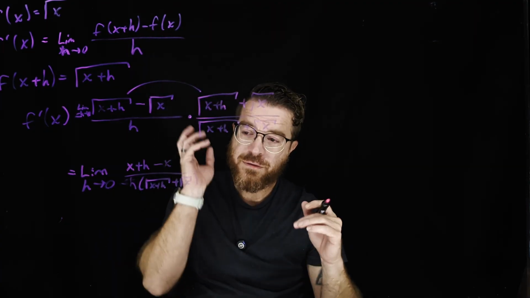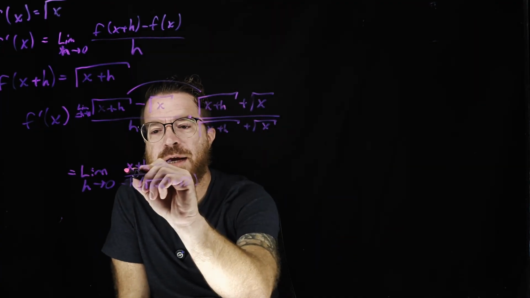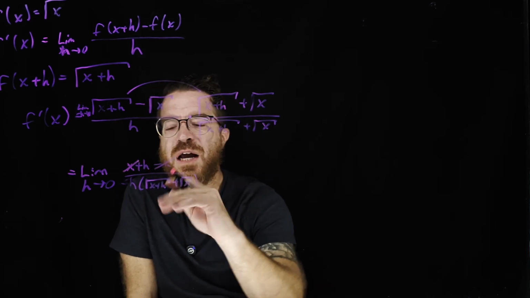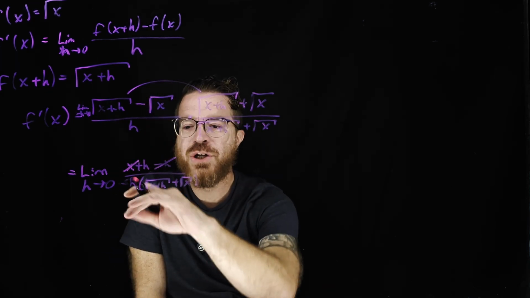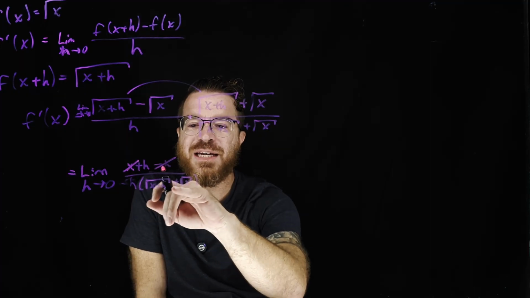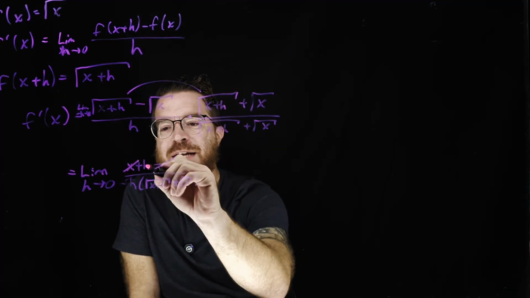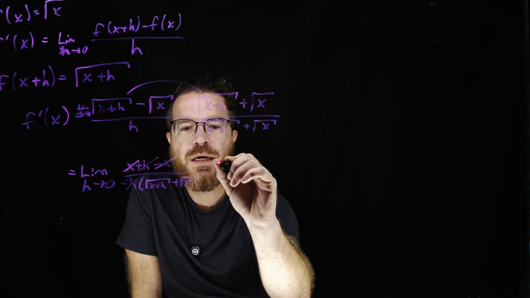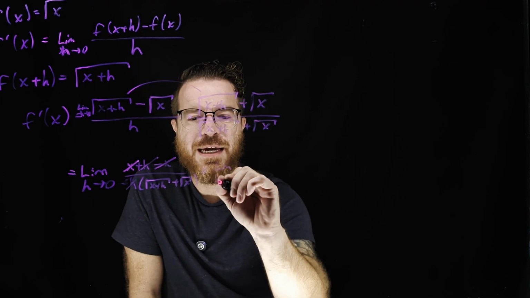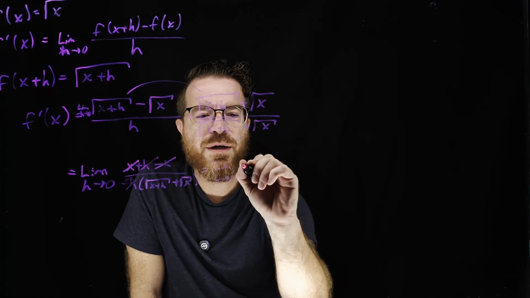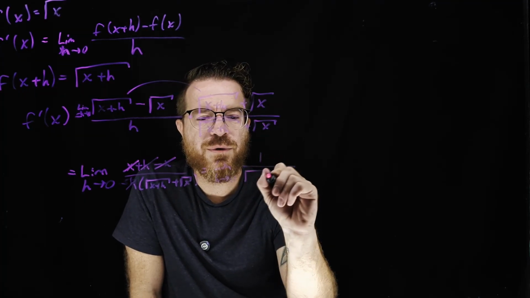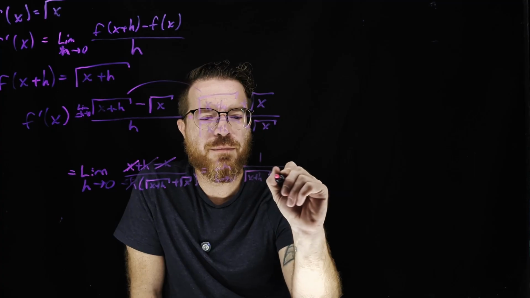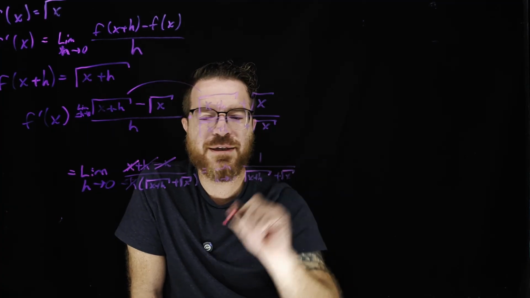Okay, so now, next step, we have our x, we have a minus x. So now we have h over h times the square root of x plus h plus the square root of x. Well, our h's can cancel. So then this is going to be the limit as h goes to 0, 1 over the square root of x plus h plus the square root of x.